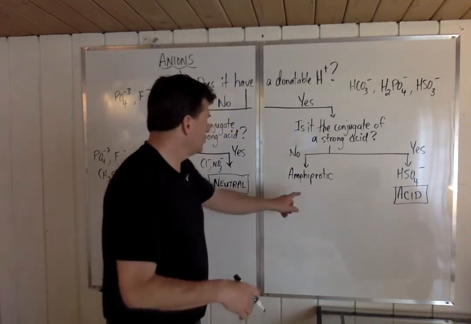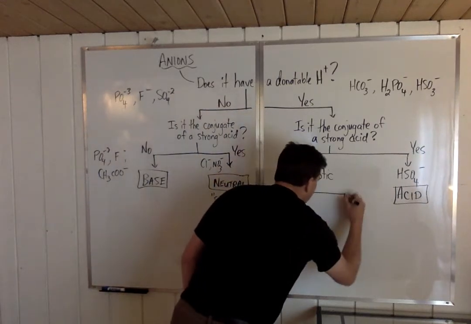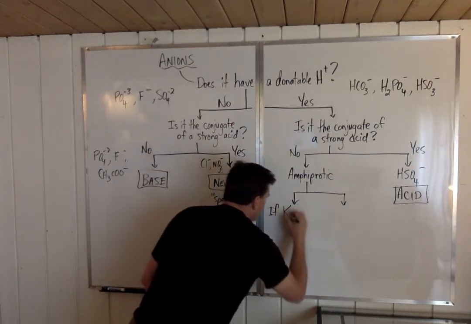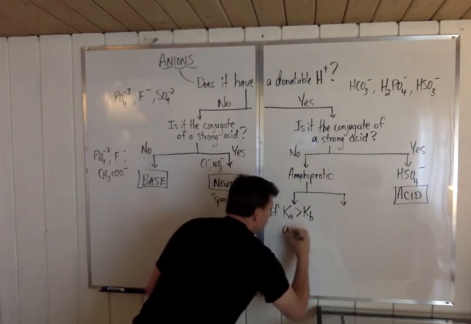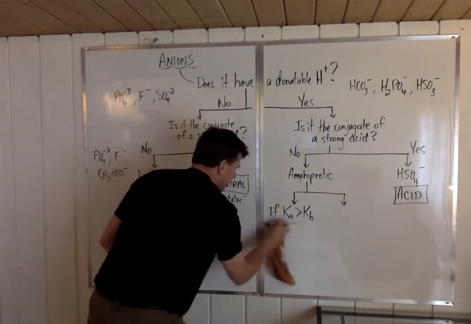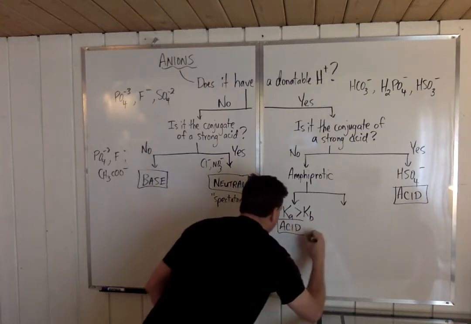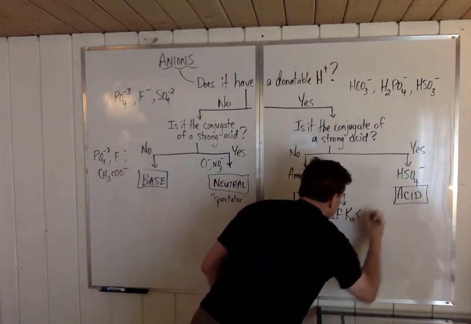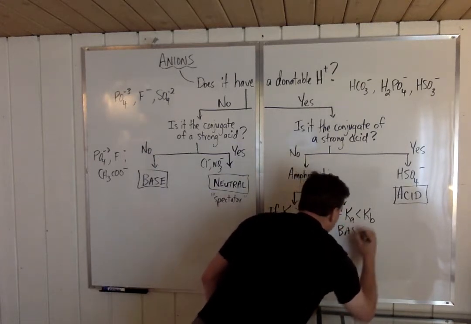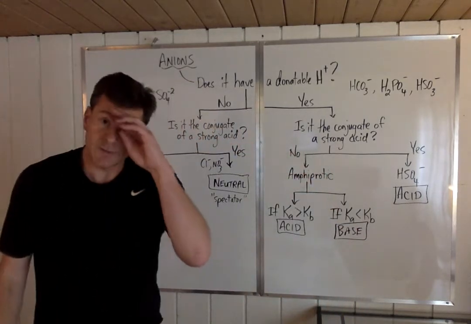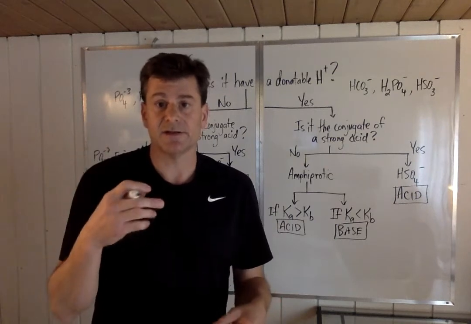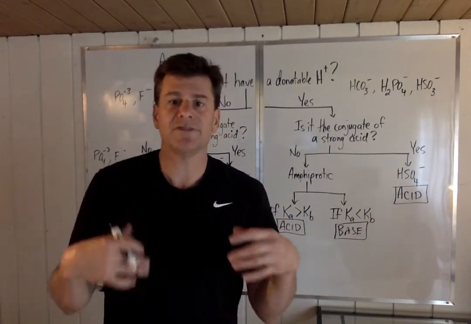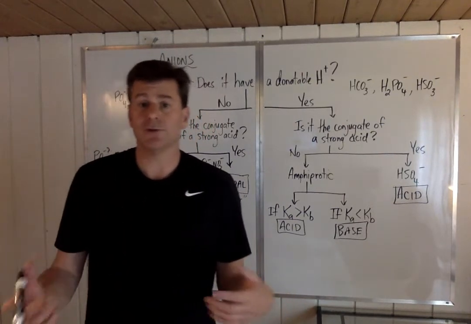Once you get to this stage, it's kind of like an if question. If Ka is bigger than Kb, you are an acid. And if your Ka is less than your Kb, then you're talking base. So an amphiprotic chemical has a donatable H and is the conjugate of a weak acid, not a strong acid, and that means it could potentially be an acid or a base. You don't really know, so you have to check numerically to determine what it actually is. And so you compare Ka to Kb.